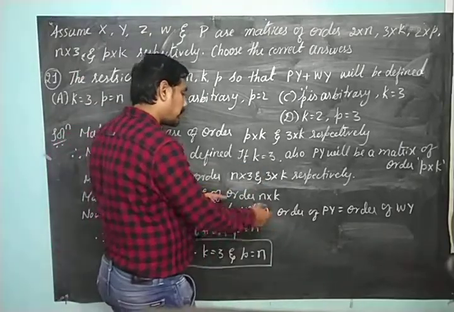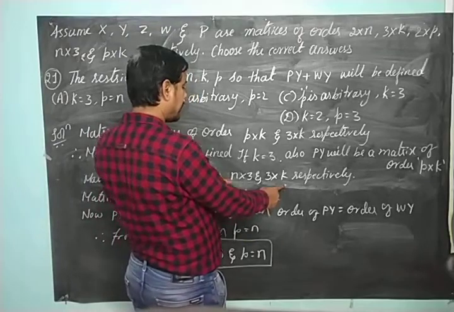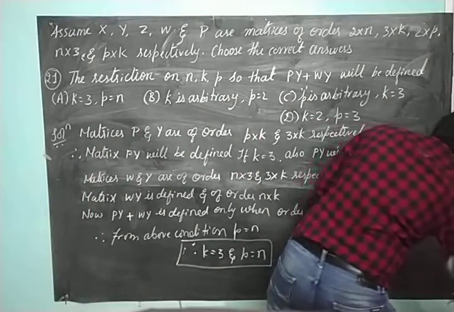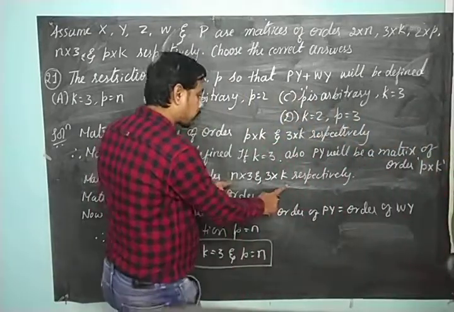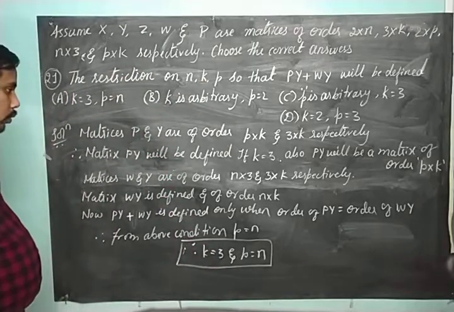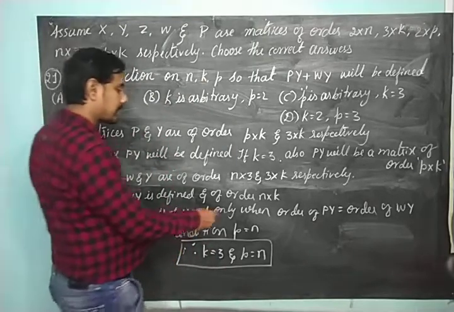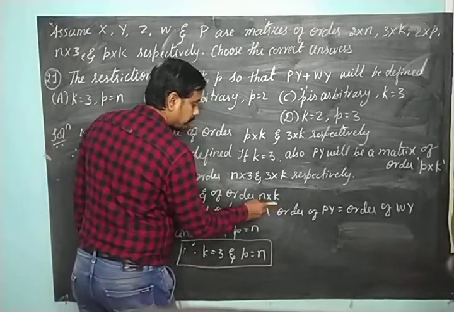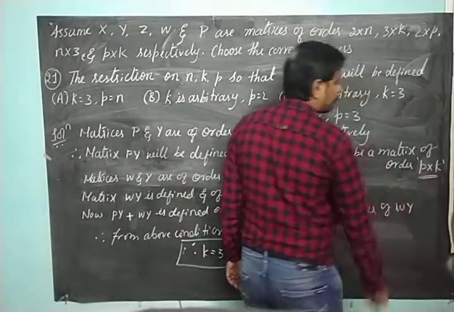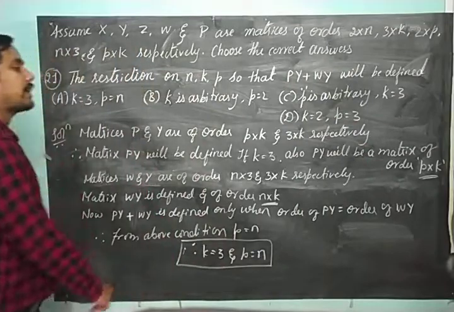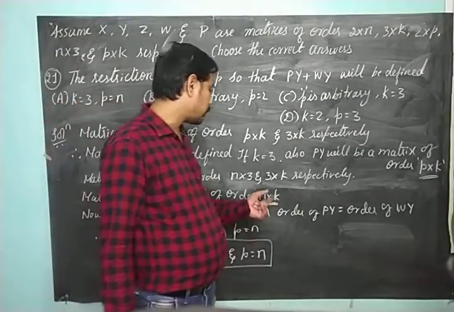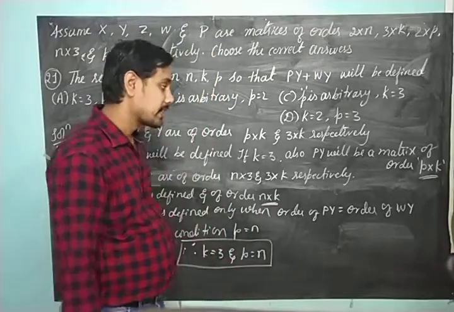Also, what will be the order of the matrix W into Y? That is n cross k. So the order of the matrix W into Y is equal to n cross k. What is the order of matrix P into Y? That is p cross k. The order of matrix P into Y is p cross k, and the order of matrix W into Y is n cross k.